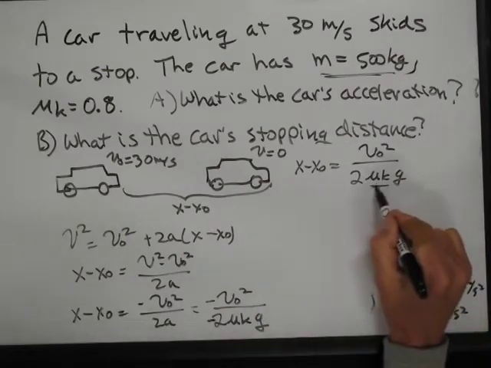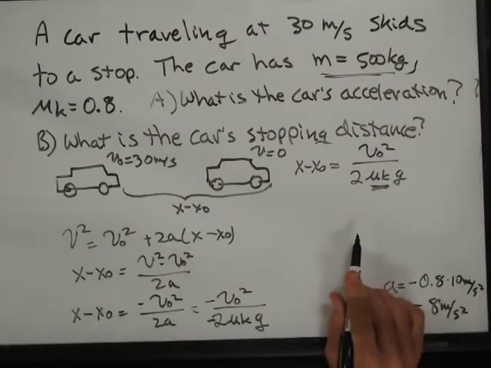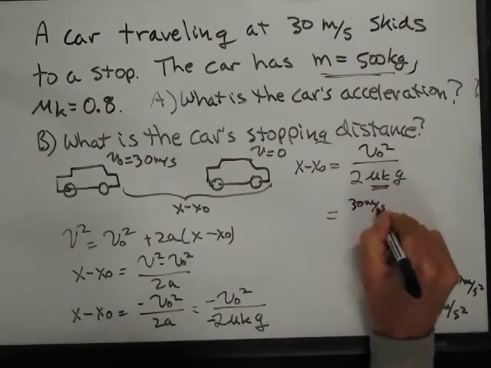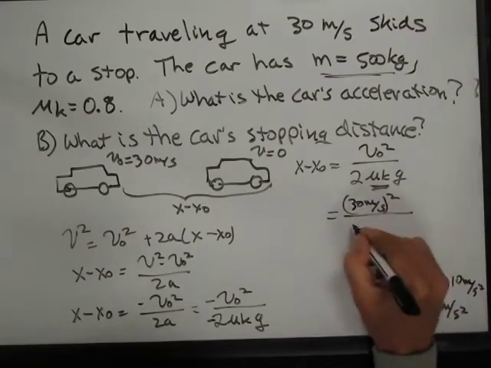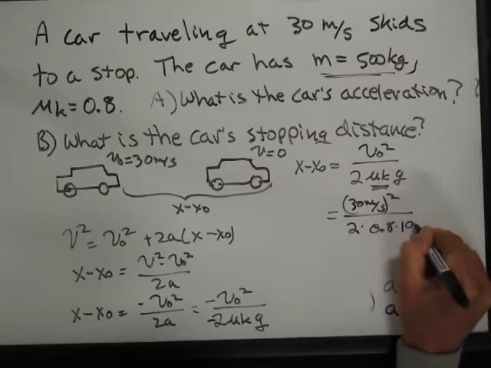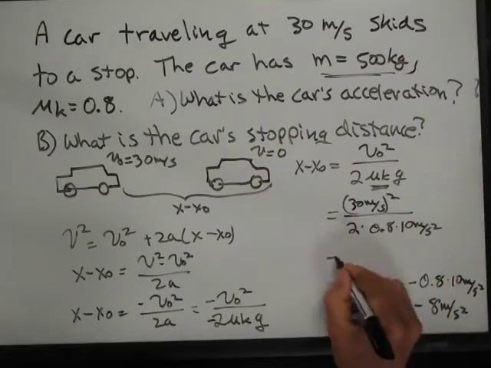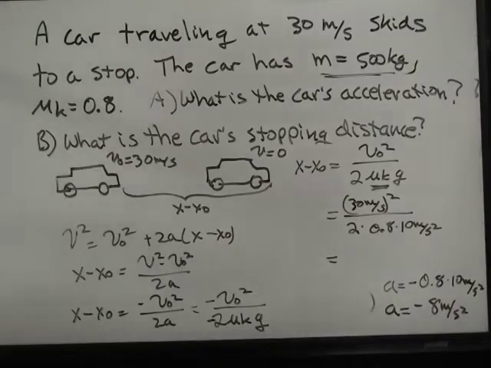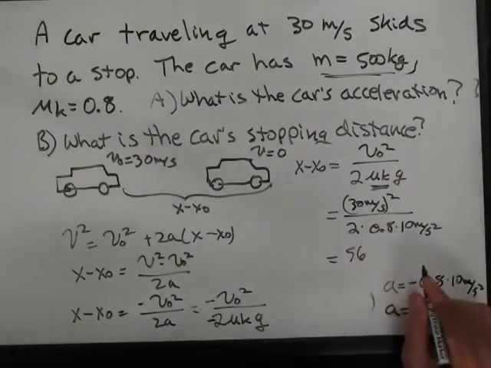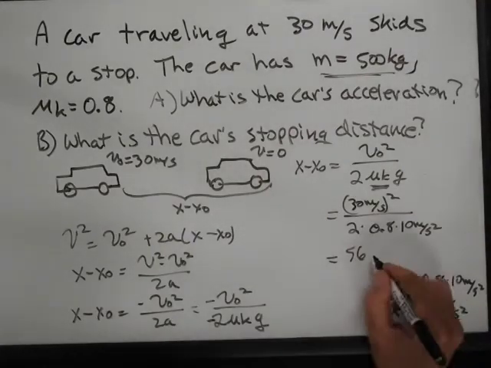Notice that the smaller the coefficient of friction, the farther it goes, right? In our problem, this was 30 meters per second squared over 2 times 0.8 times 10 meters per second squared. I know we already calculated that was 8, right? And so that's 900 divided by 16, which is 56, roughly.